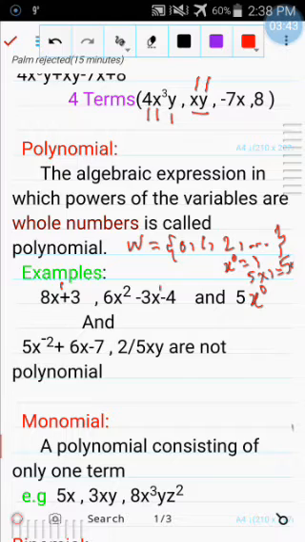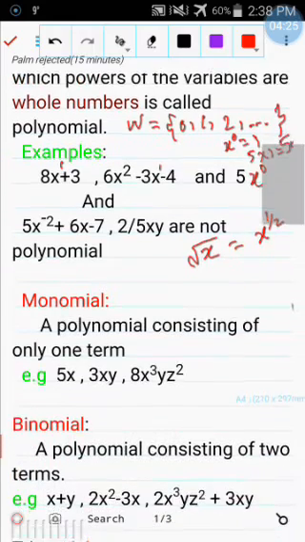And 5x⁻² + 6x - 7 is not a polynomial because the power of the variable x is -2, which does not belong to whole numbers. Similarly, 2/(5xy) is not a polynomial, and x + √x is also not a polynomial because the power in this case is 1/2.